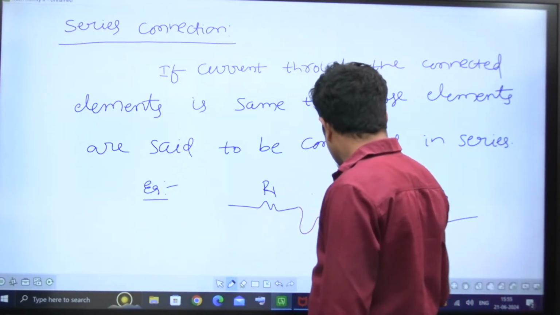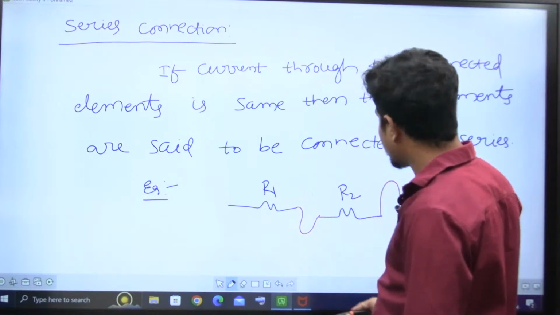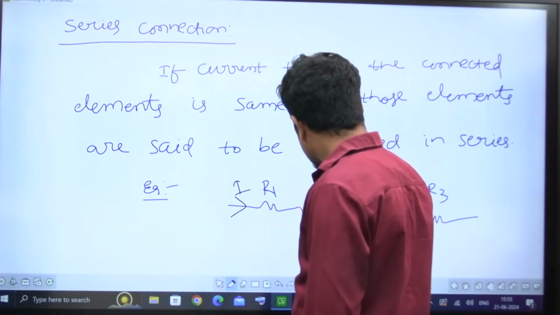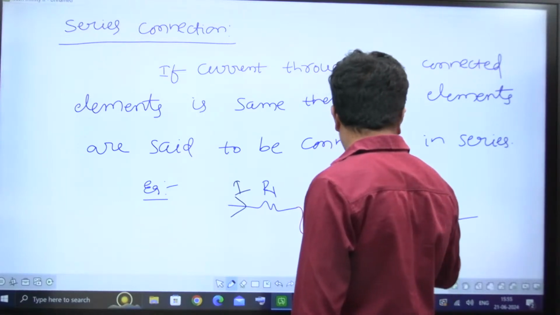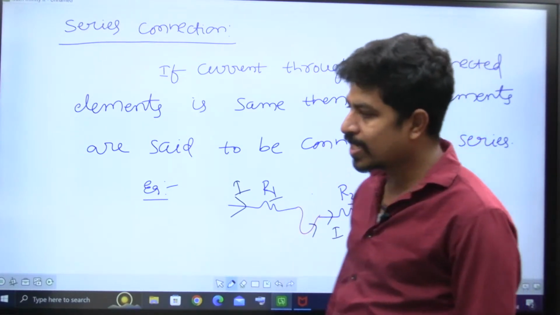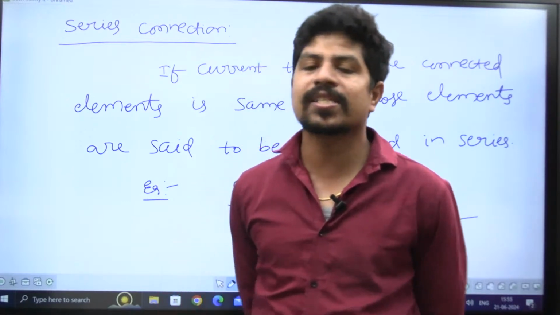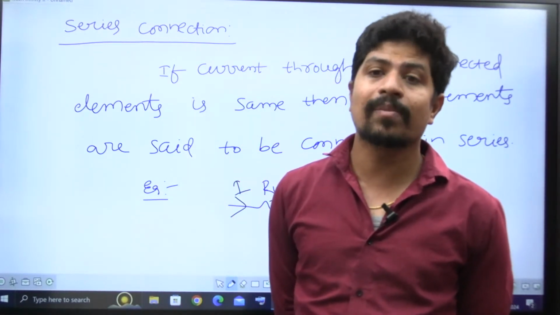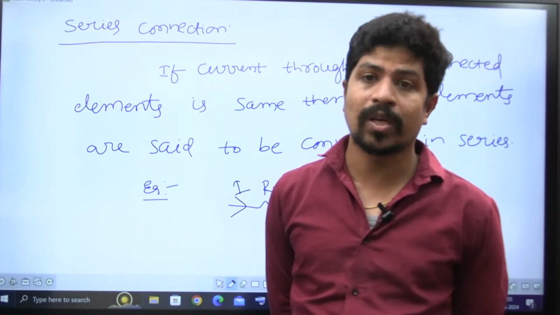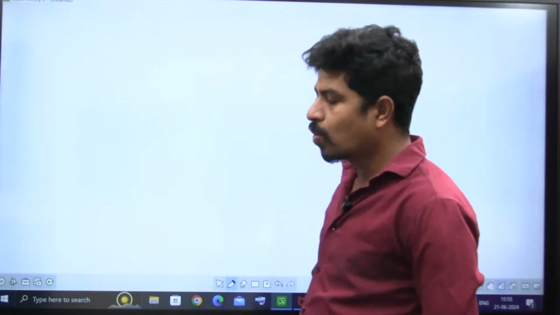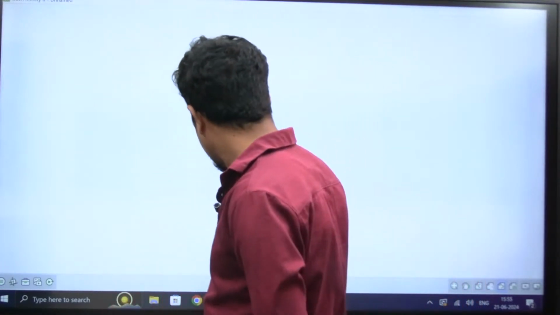You see the shape of the connection, it may be anyway. The current whatever that is coming, I, the same current is flowing, therefore R1, R2, R3 are said to be in series. If current is the same through the elements, then those elements are said to be in series. If voltage is the same across the elements, then those elements are said to be connected in parallel, right? Current is same, series. Voltage is same, parallel, right?